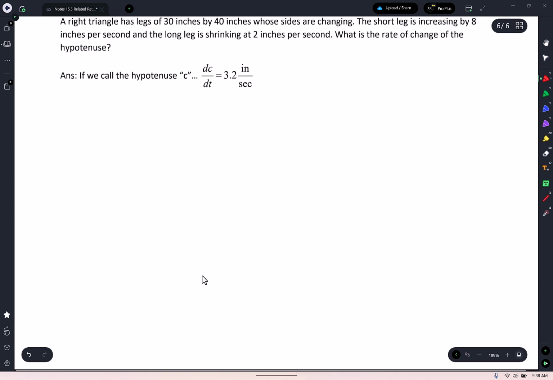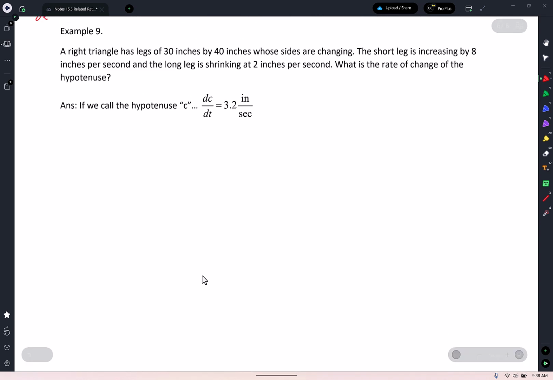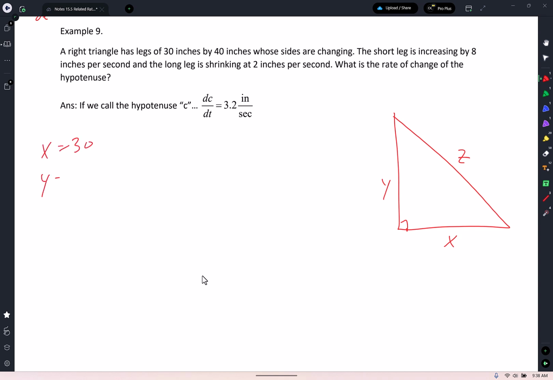All right, last one. I know, guys. A right triangle has legs 30 and 40, whose sides are changing. Okay. So again, we have a 30, 40, 50 triangle. I'm going to say x, y, and z, just in case I need it. X equals 30, y equals 40. The short leg is increasing, so the short leg is the x. So dx dt equals 8 inches per second. And the long leg is shrinking, so the long leg is y. So dy dt equals negative 2 inches per second.